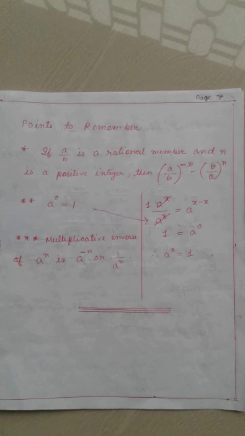Here are some points to remember. Number 1, if a by b is a rational number and n is a positive integer, then a by b to the power minus n is equal to b by a to the power n. Number 2, a to the power 0 is equal to 1. In the right hand side, I have shown how a to the power 0 is equal to 1. I have given the proof. Number 3, the multiplicative inverse of a to the power n is a to the power minus n, or 1 by a to the power n.